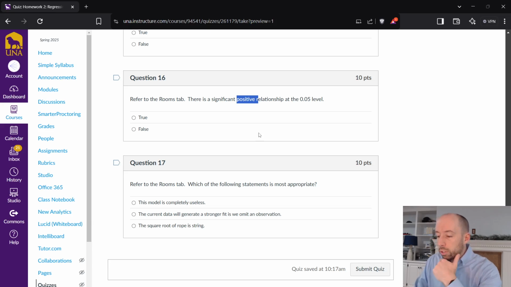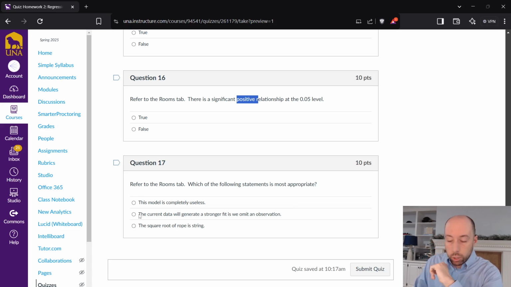Refer to the Rooms tab. Which of the following statements is most appropriate? The model is completely useless. That's funny. The current data will generate a stronger fit if we omit an observation. I notice a typo. Or the square root of rope is string. Also funny. Now, this is, in fact, supposed to be a freebie.